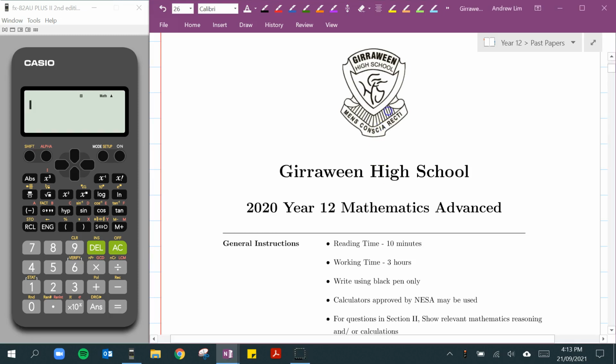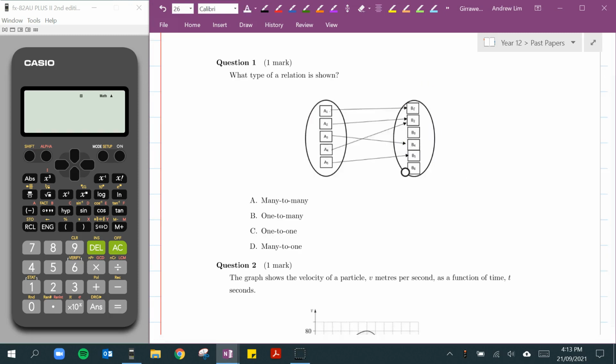So let's begin by first looking at multiple choice. Question 1. What type of relation is shown? Now, I understand that some people might find this a little bit challenging, so I personally would prefer to graph this. So I will treat this as x and y coordinates.